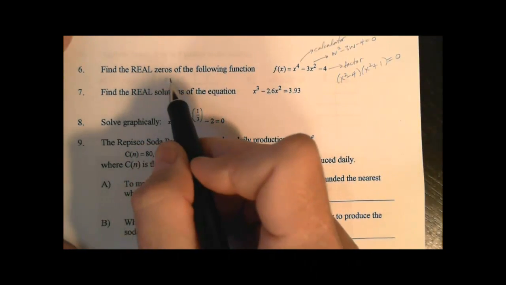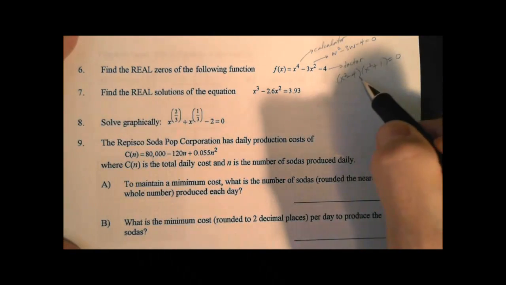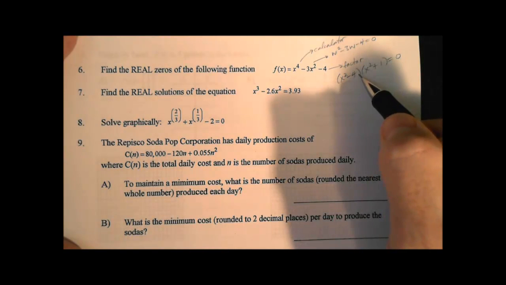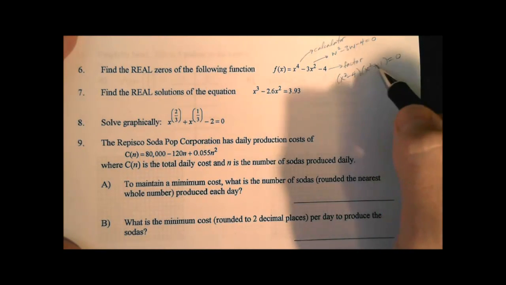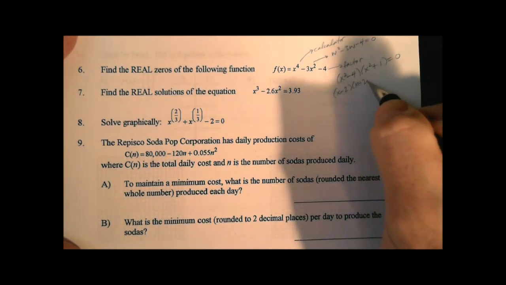Remember, the zeros are when f of x equals 0, or when the graph crosses the x-axis. And you can check that this multiplies out to x to the 4th minus 3x squared, the O and the I terms, minus 4. So this gives me x minus 2, x plus 2.